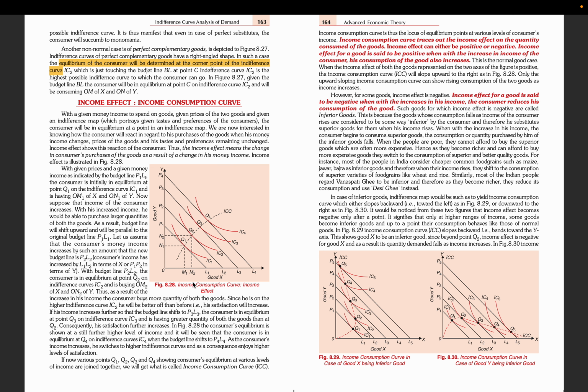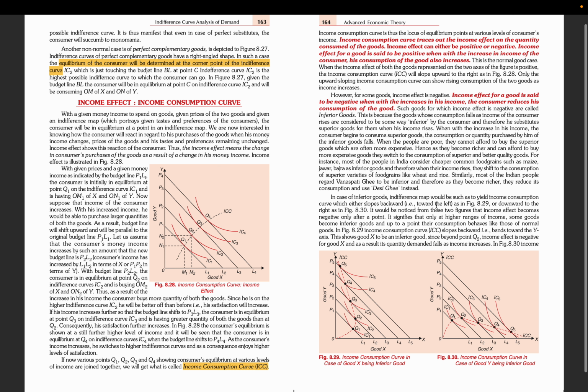If now various points Q1, Q2, Q3, Q4 showing consumer's equilibrium at various levels of incomes are joined, this is called the income consumption curve. If you join the equilibrium points reached caused by a change in income of a particular consumer, it's called the income consumption curve. Income consumption curve is thus the locus of equilibrium points at various levels of consumer's income. Income consumption curve traces out the income effect on the quantity consumed of the goods.